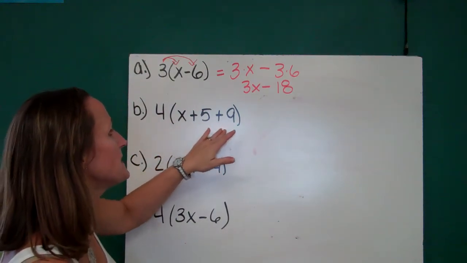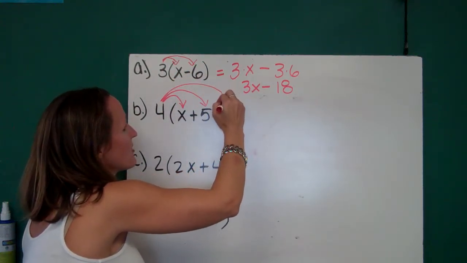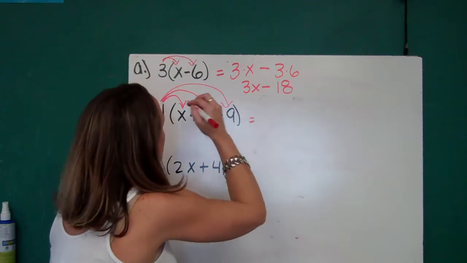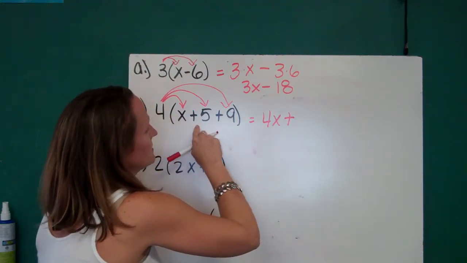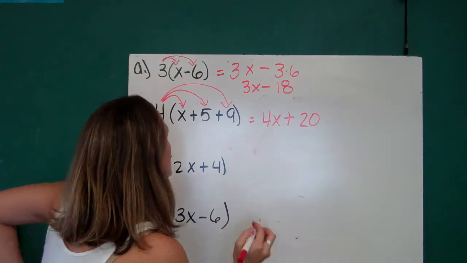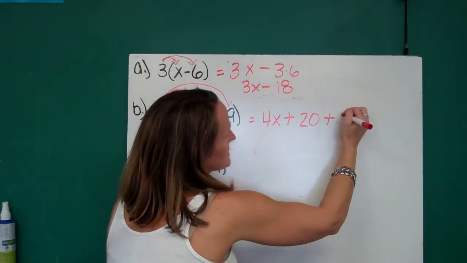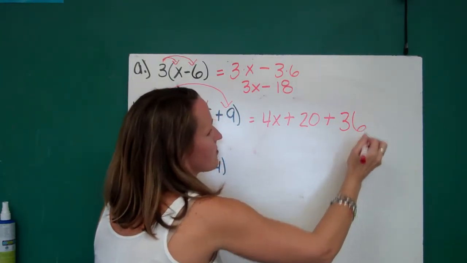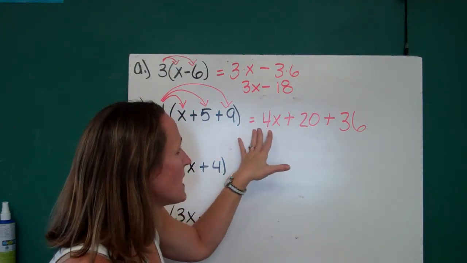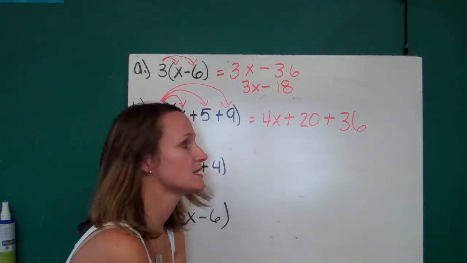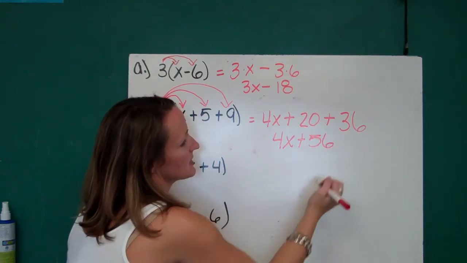Okay, this one I have 3 terms. Same rule. Multiply the 4 by everything inside. So I'm going to have 4 times x, which gives me 4x. 4 times 5, and that's a plus in between, which gives me 20. And then 4 times 9, which gives me 36, right? Now, before this is completely answered, I'm going to do a little combining like terms, because although this 4x can't be combined, this 20 and 36 are both constants, so they can be combined. So my final answer here would be 4x plus 56.